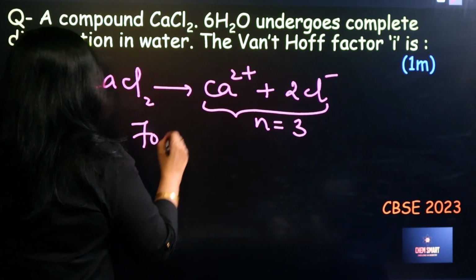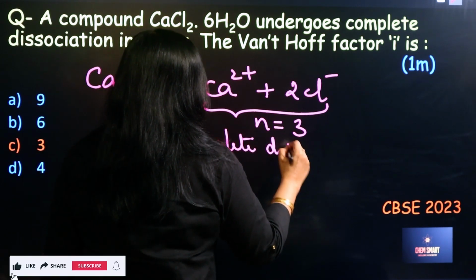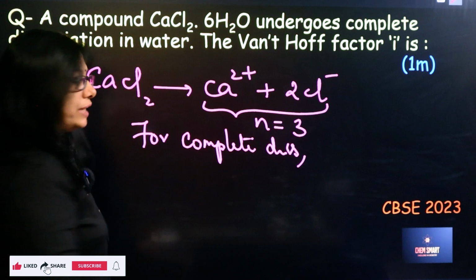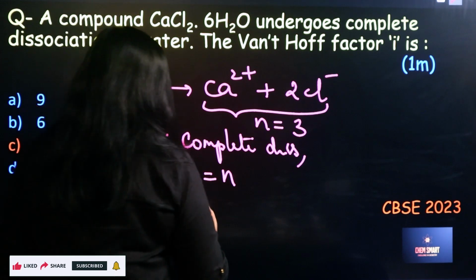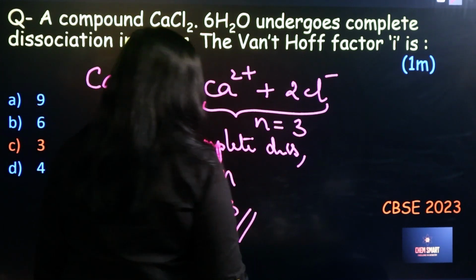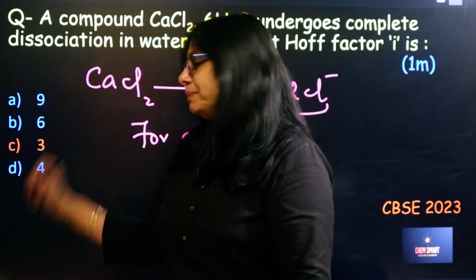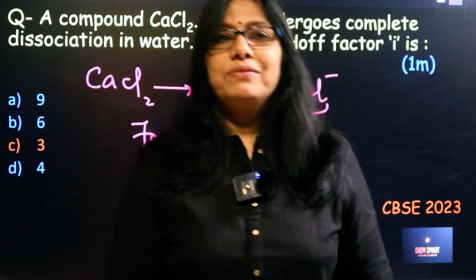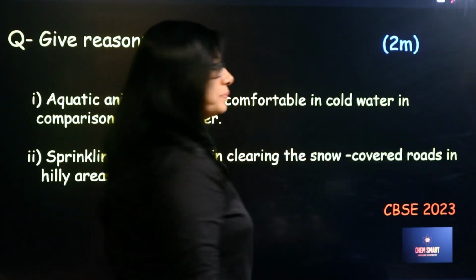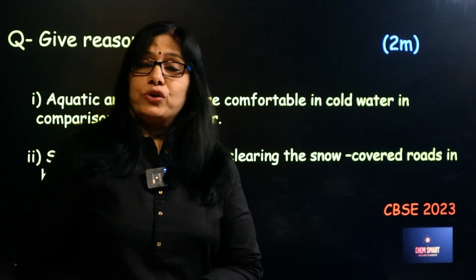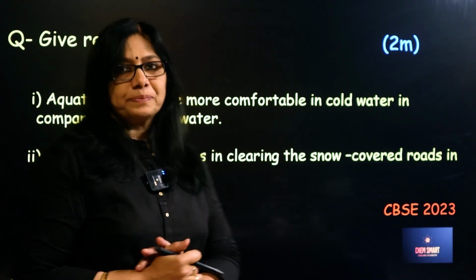So, for complete dissociation, i will be equal to n. That means i will be equal to 3 here because n is 3. Therefore, the answer will be 3. Clear? Very simple one. Now, let's go to the next question. It is a give reason question for 2 marks. There are 2 parts, 1 mark for each. So, let's see what those questions are.